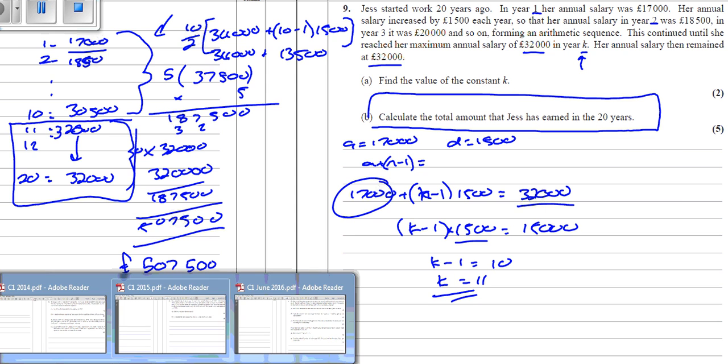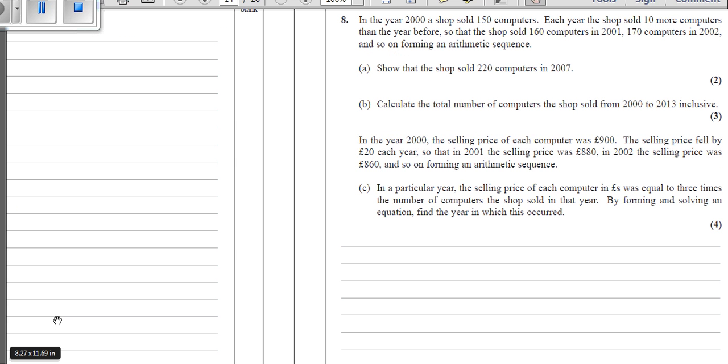Now, if we have a look at the one from 2014, again, it's not a huge question. So we've got in the year 2000, the shop sold 150 computers. So 2000 is the first term. 2001 is the second term. And you see that these numbers here don't match up. So just be careful, that's where a mistake can be made. So we've got A is 150. And then D, it tells us that each year 10 more computers are sold. So D equals 10.